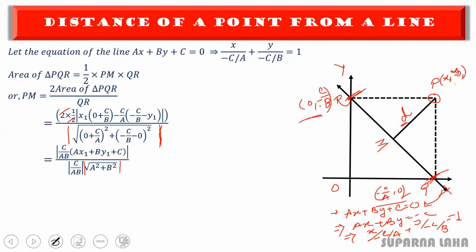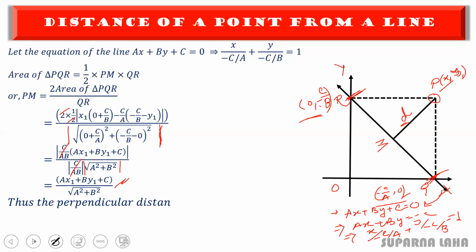Okay, if you simplify it, you will find this one. So C by AB, this term cancels out. So the remaining terms are A x1 plus B y1 plus C, over root of A square plus B square. So this is the distance formula from this point P (x1, y1) to the line Ax plus By plus C. So write down the formula.